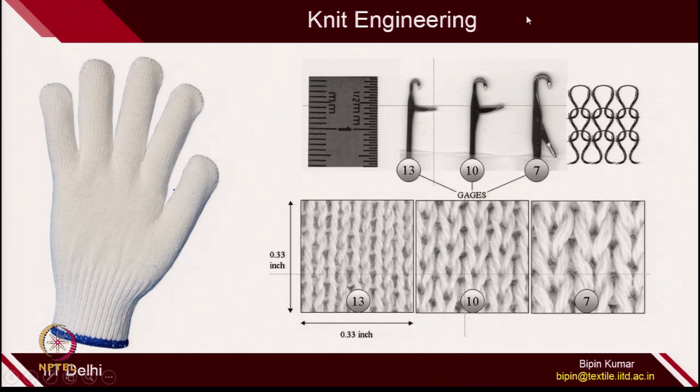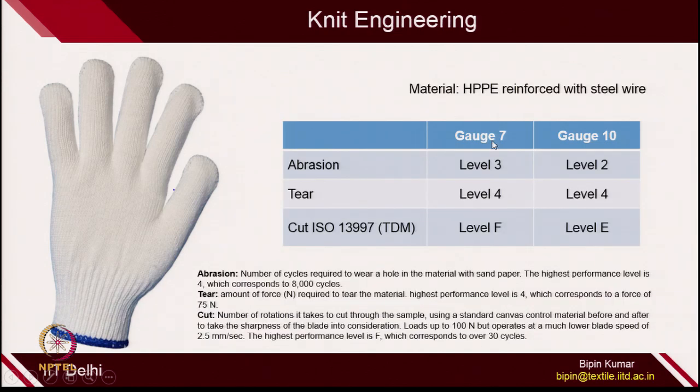So, from a knit point of view, we can go for different types of gauge, 13 gauge, 10 gauge, 7 gauge, and you can generate different types of cut resistance gloves. So, highly dense loops, more open loops. This is how you can control the engineering and you can check the performance. Some data, for example, if you develop gloves on 7 gauge and 10 gauge, you can see how the properties can be different.